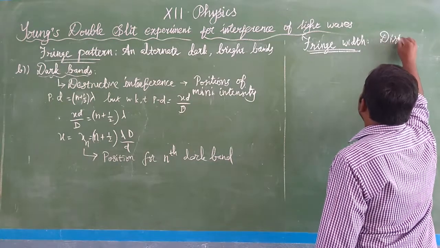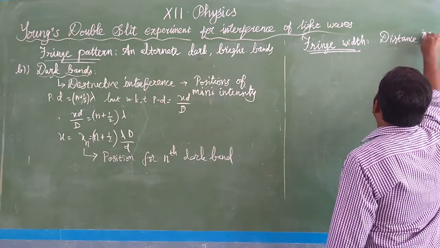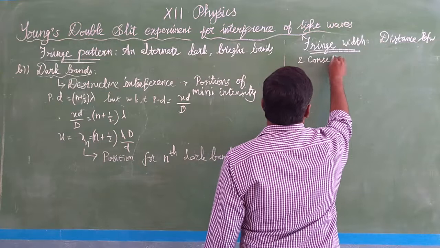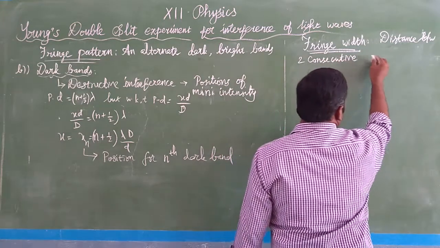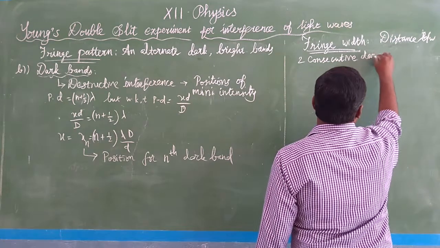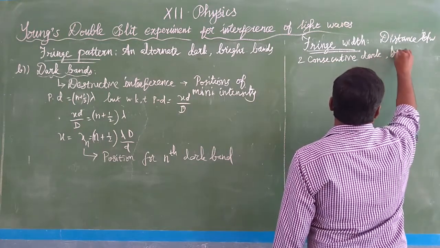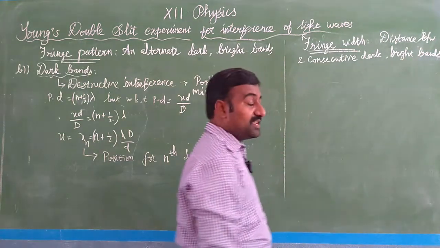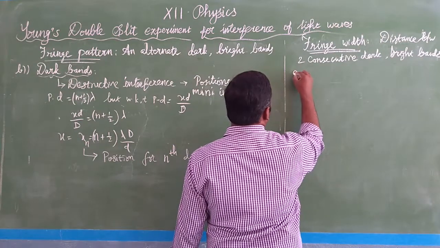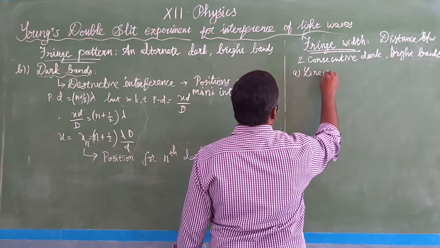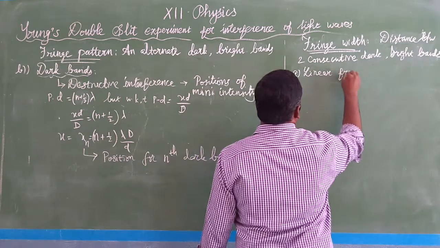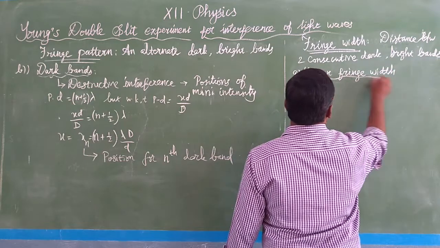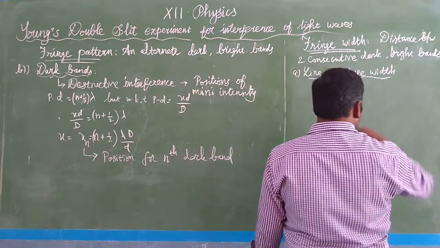It is the distance between two consecutive dark or bright bands. There are two types of fringe width: one is linear fringe width, and the other is angular fringe width. First, let us see what the linear fringe width is.